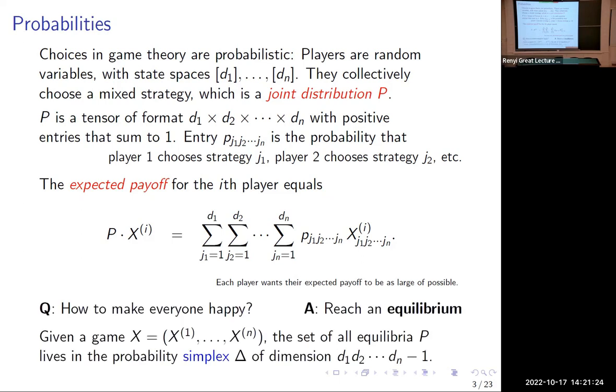So how to make everybody happy? Well, you make people happy. Presumably, you want to reach some equilibrium. So there is some notion of equilibrium that will make you happy. I'll give you the formal definition in a moment.